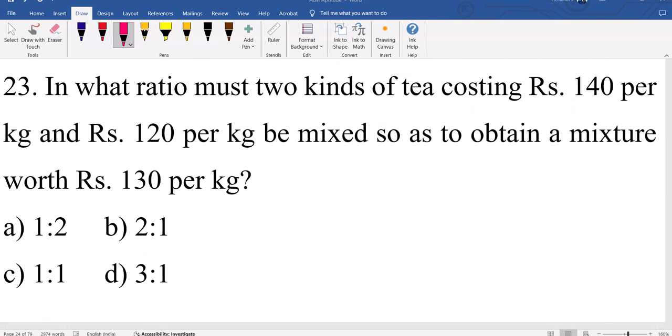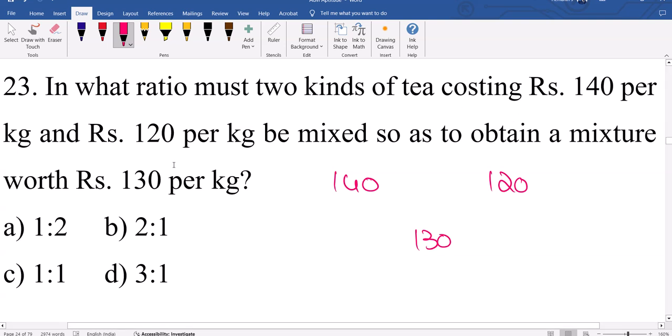In the question they mentioned mixtures, means mixing. So one variety is 140, the other one is 120. Mixing should always be in the middle. You have to mix and get 130. Let it be, I'll change this for a while, because you have to understand the difference in the concept. I'm changing the options automatically. I'm making it 132. Then you can understand the difference.